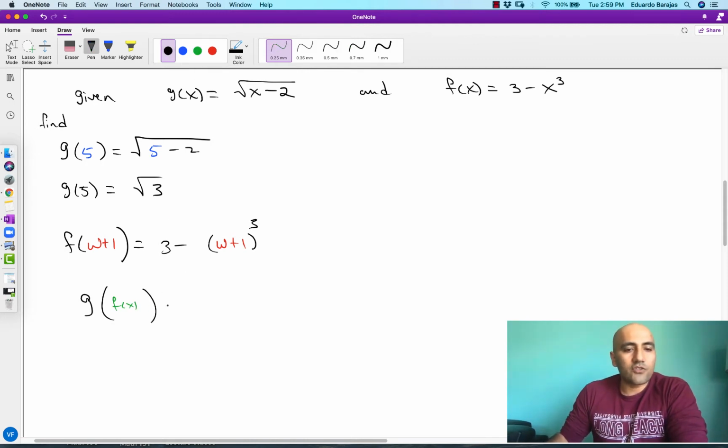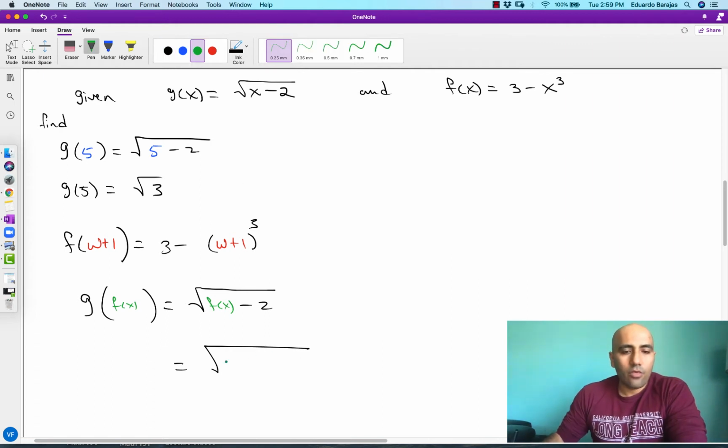Okay, and so the instructions would be wherever you see an x, replace it with an f of x. So this would be the square root of blank minus 2. And that blank is an f of x. Good. Okay, and then we can simplify this a little bit more by replacing the actual value of f. So this would be the same thing as the square root of 3 minus x cubed, minus 2. And this would be g of f of x.